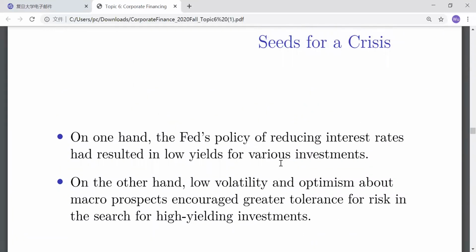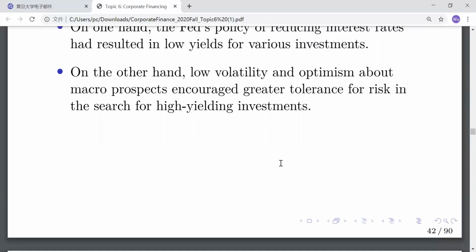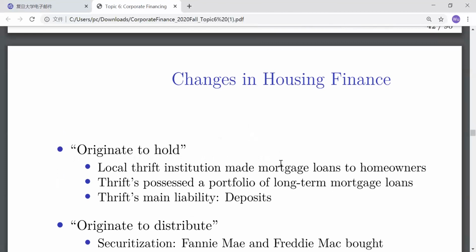So on one hand, the Federal Reserve's policy of reducing interest rates has resulted in low yields, right? That means investors are eager for high-yielding investments, so they're eager for high returns. On the other hand, the low volatility and optimism about the future encourage risk-taking behavior, especially for these high-yielding investments.